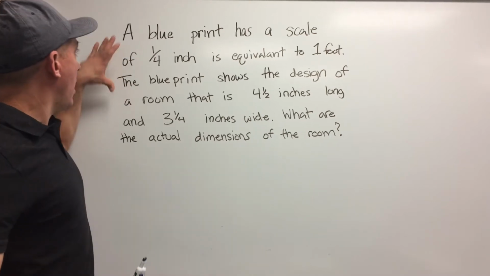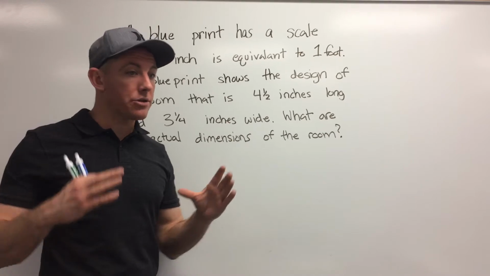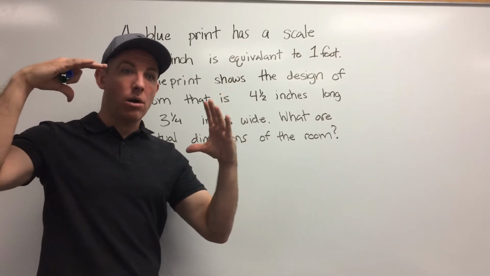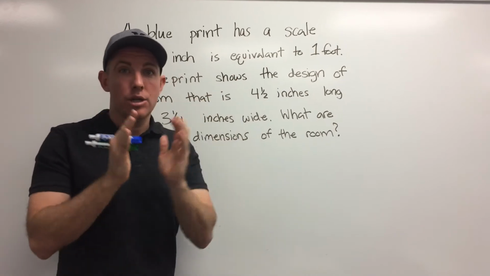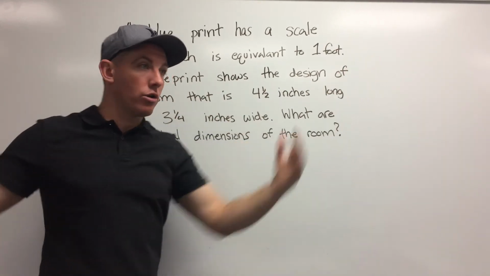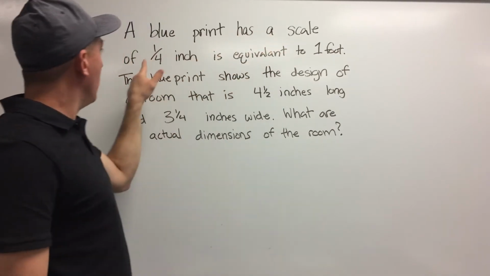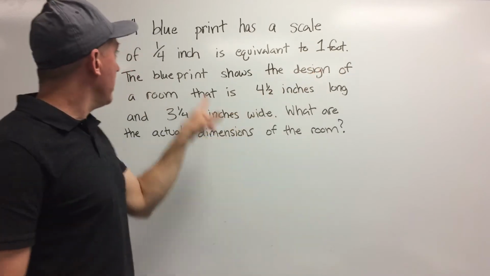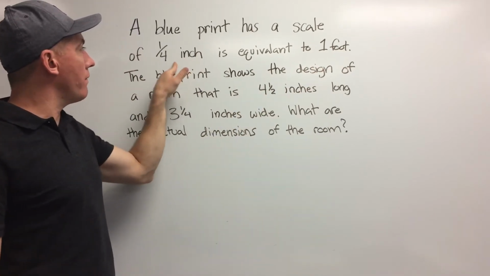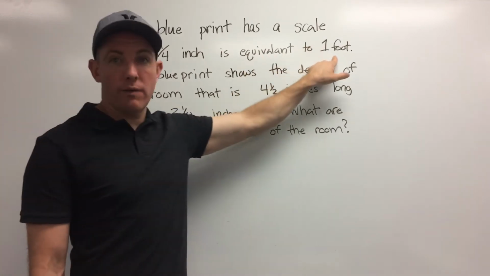Good morning. Another problem with a blueprint, meaning some plans that maybe a contractor has. He's got them on a small piece of paper, and he's going to compare his blueprint to an actual room that he's building or painting. A blueprint has a scale of 1/4 inch is equivalent to 1 foot, meaning that every 1/4 inch on his blueprint is equal to 1 foot in real life.